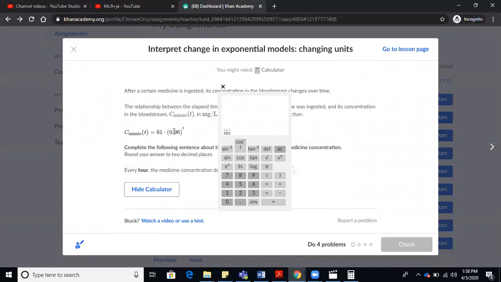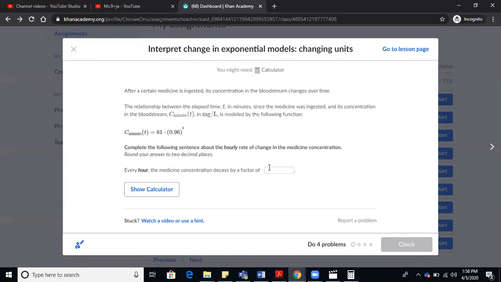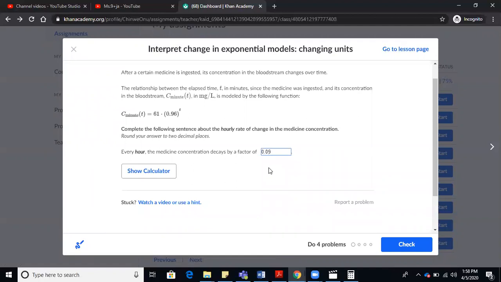Remember, for change, I'm just worried about this part right here. So I'm going to do 0.96. Raise that to the 60th, and that gives me 0.086, all of that. And then once it's to 2 decimal places, so that'll be 0.0, and the number after the 8 is 6. 6 is greater than 5, so I have to round up. So instead of 0.08, I'll have to put 0.09. So 0.09.